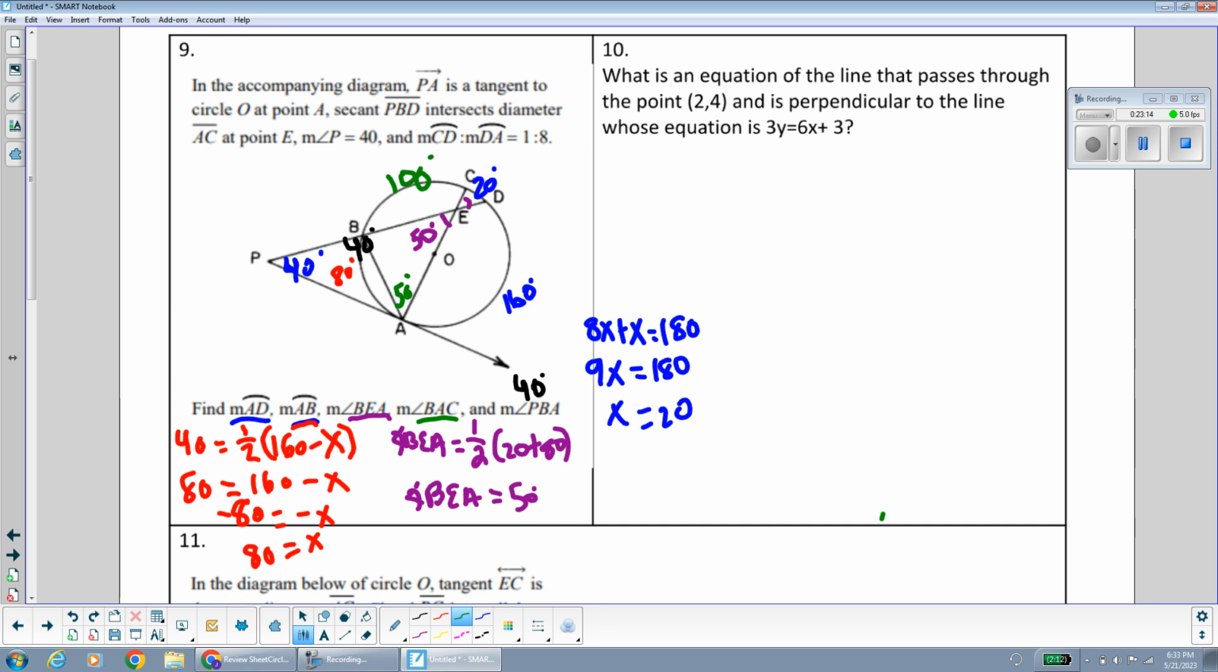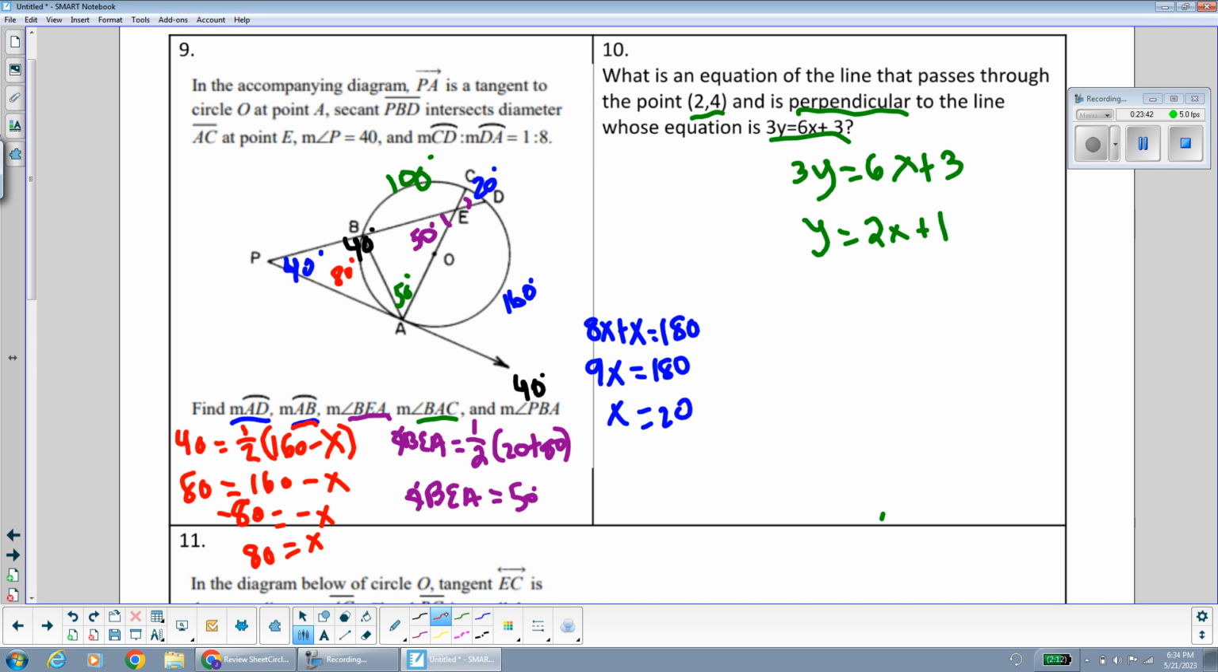Okay, here we need the equation of the line, and this is like the do-nows that we were doing every day for a while. Passing through this point, perpendicular to this line. So first we have to take our given line and put it into y equals mx plus b form. So I have y is equal to 6 over 3 is 2, 3 over 3 is 1. So I just divided everything by 3.